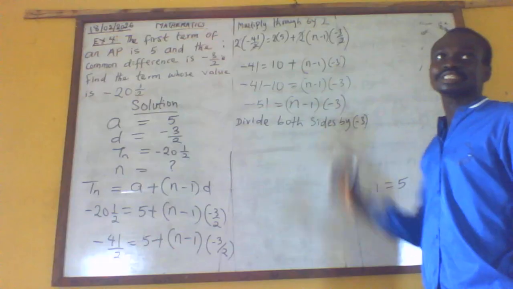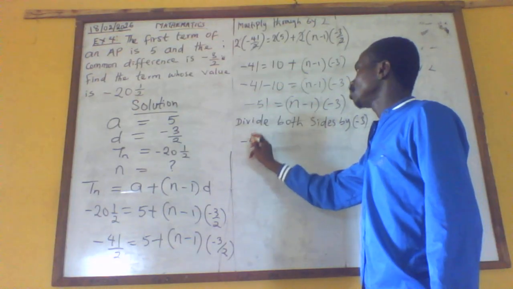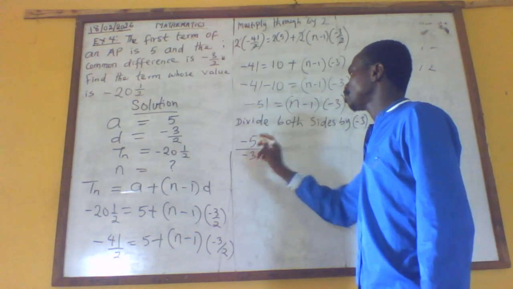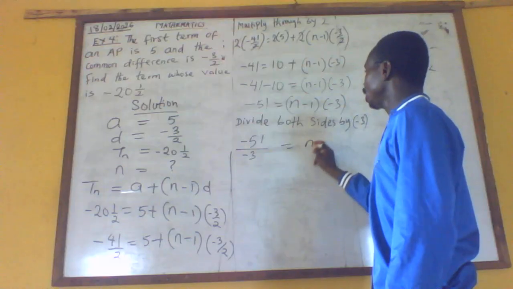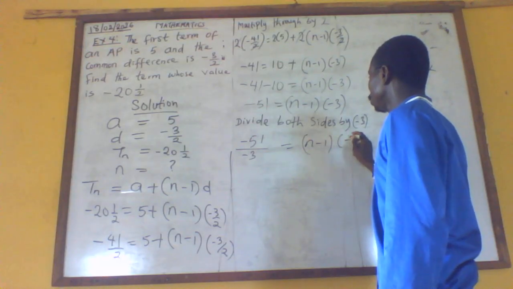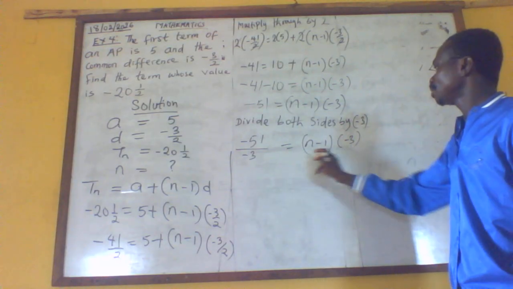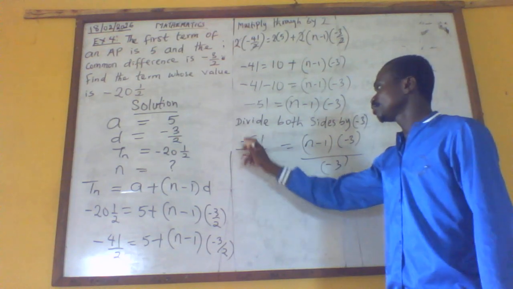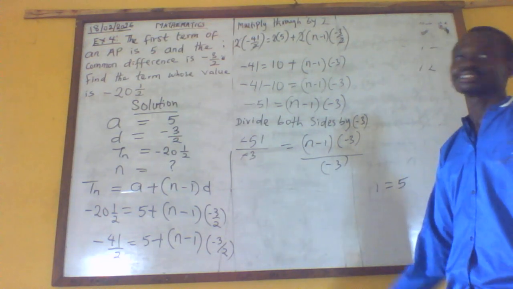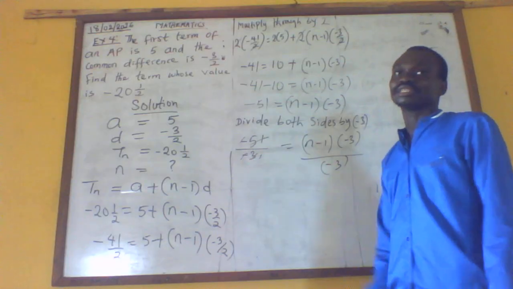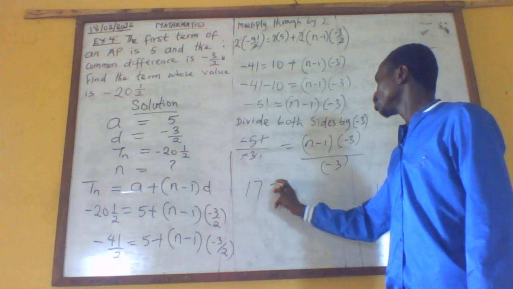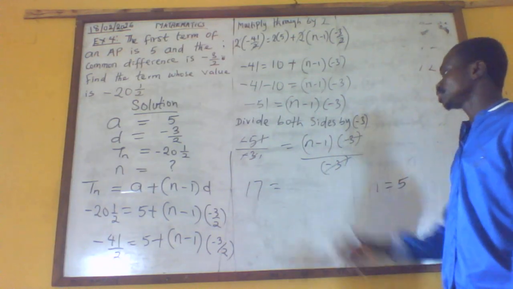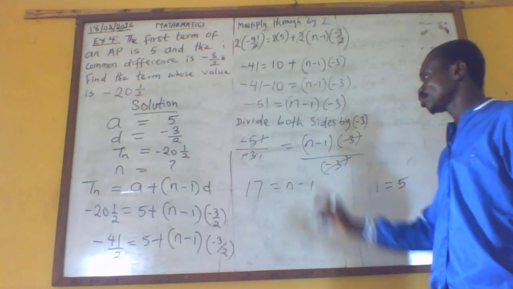So I want to divide both sides by minus 3. So we have minus 51 divided by what? Minus 3, right? n minus 1 into minus 3 divided by what? Minus 3. So the negative will take out the negative. So I have positive, right? 3 here 1, 3 51. That's 17. So the negative 3 will take out negative 3. I'm left with n minus 1.